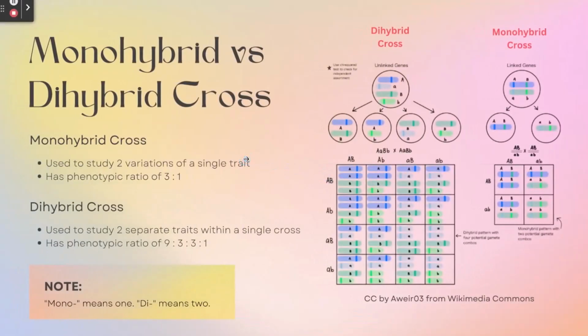A monohybrid cross is used to study two variations of a single trait, and it has a phenotypic ratio of 3 to 1. A dihybrid cross is used to study two separate traits within a single cross, and it has a phenotypic ratio of 9:3:3:1. In my notes here, I put that mono means one and di means two. So with the monohybrid cross, we're looking at a cross between two traits, AB times AB. And with the dihybrid cross, we're analyzing a cross between two sets of traits, so it would be AABB times AABB.